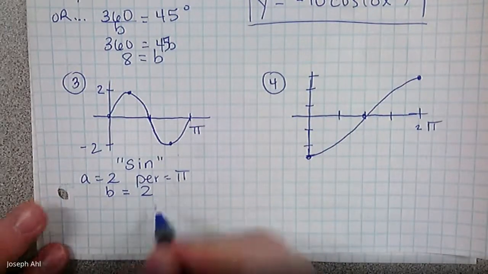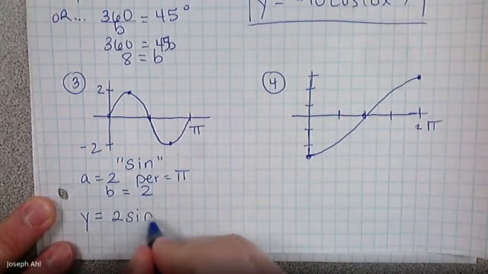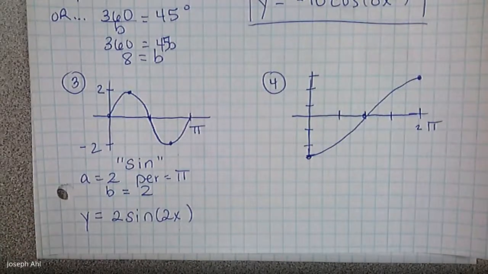All right, so if b equals 2, the equation here would be y equals actually just 2 sine of 2x for number 3, based on the amplitude and the value of b for the frequency. Okay.